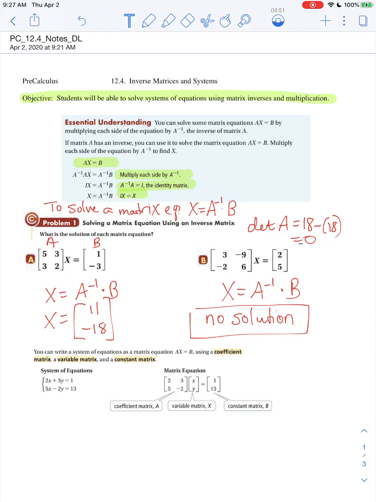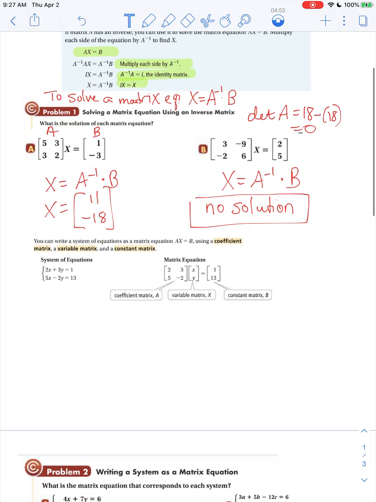All right, so let's move down, and it says you can write a system of equations as a matrix equation, AX equals B, using a coefficient matrix. So do you see this? This is where I'm reading. I'm trying out a new feature I found. Okay, so you can write a system of equations just using the coefficient matrix, a variable matrix, and a constant matrix.